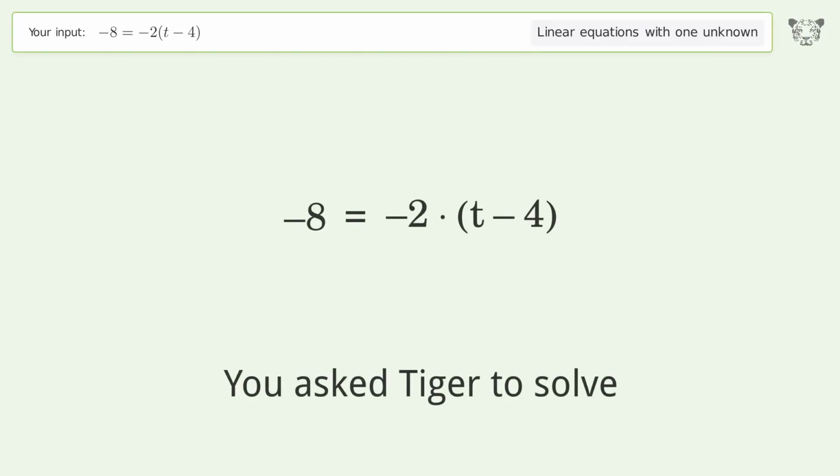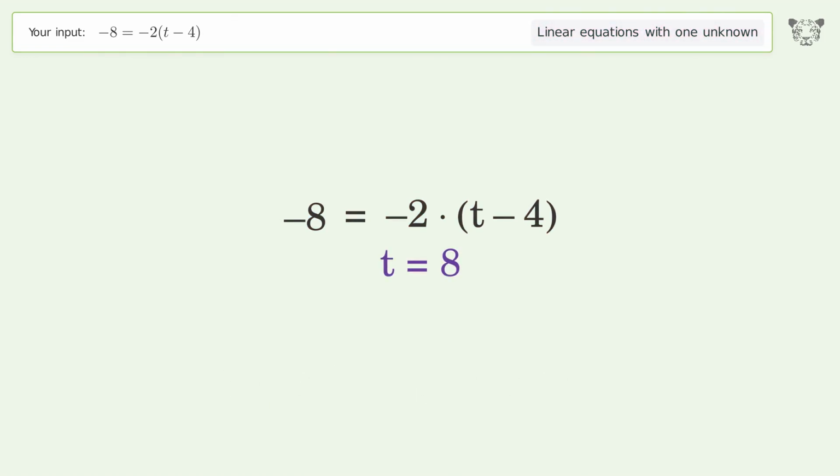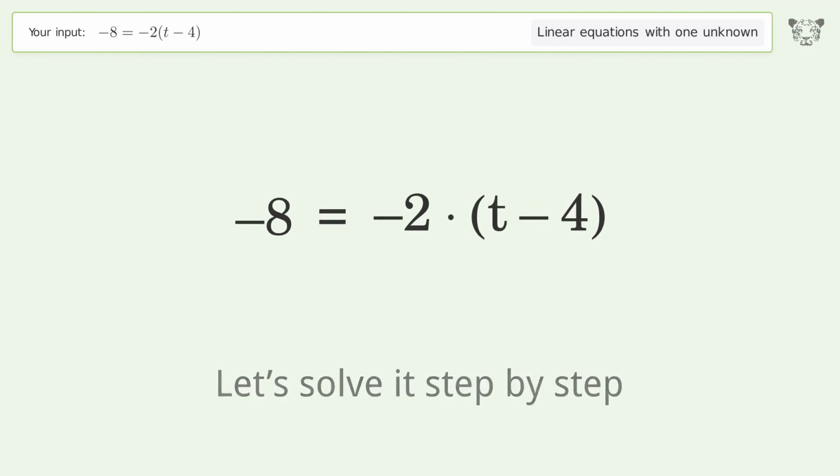You ask Tiger to solve this. This deals with linear equations with one unknown. The final result is t equals 8. Let's solve it step by step.